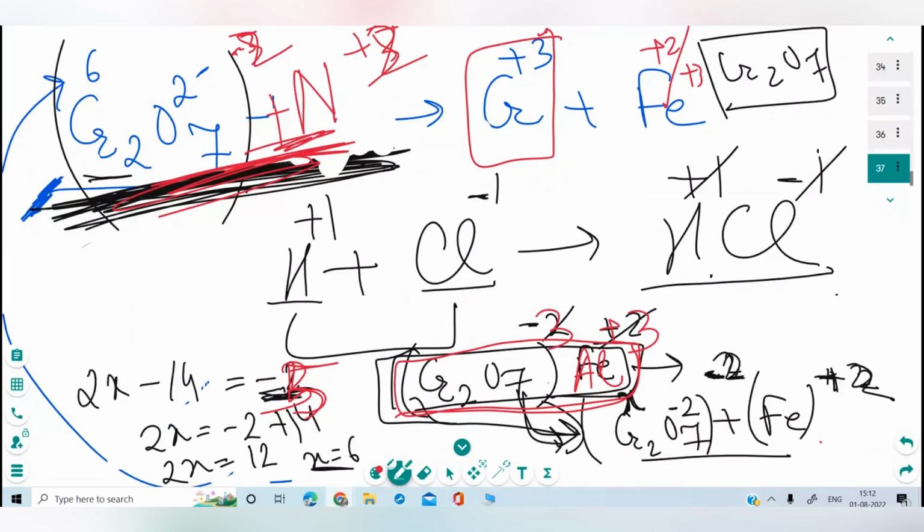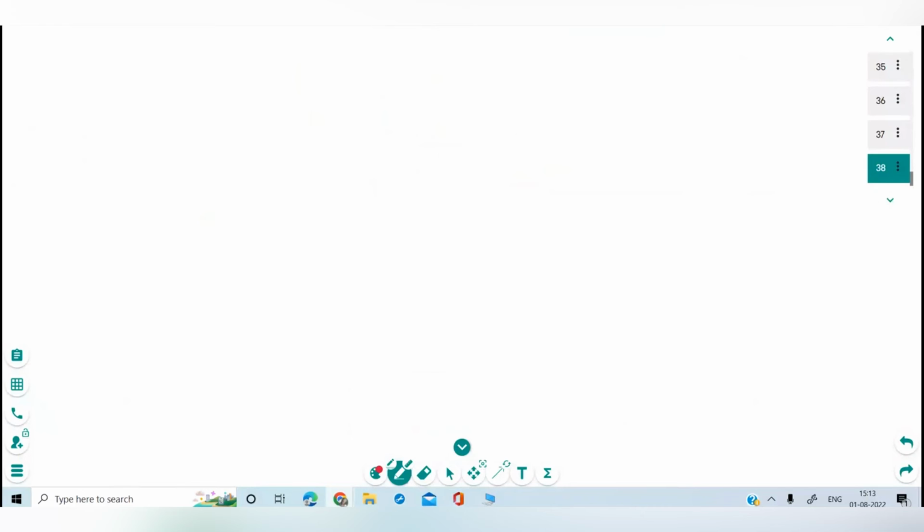So this is a little tricky. What do you mean by balanced? I get what you mean by balanced. I'm just asking, how would you know if it's balanced or not? Because you haven't found the charges of the other one without finding iron. Okay, so we will do it the other way.